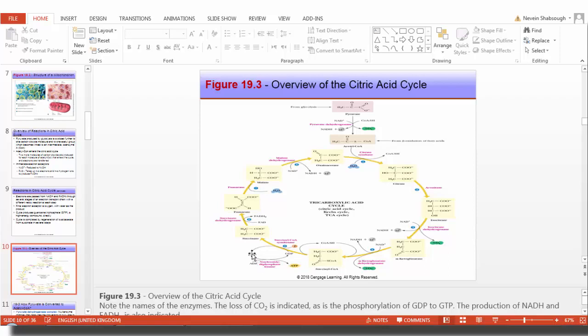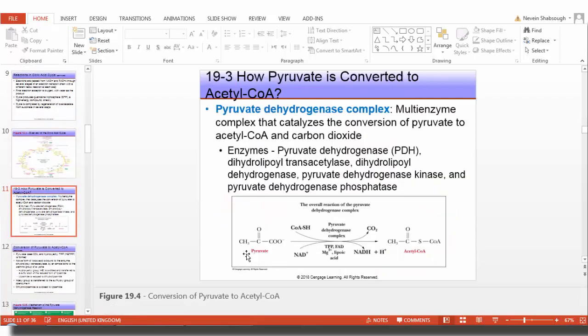And as I said, this is equivalent to the production of 1 ATP. Now let's begin with a reaction prior to the cycle: how pyruvate is converted to acetyl-CoA. Now pyruvate, which can come from several sources including glycolysis, moves from the cytosol into the mitochondrion via a specific transporter, where an enzyme called pyruvate dehydrogenase complex is responsible for its conversion to carbon dioxide and acetyl-CoA.